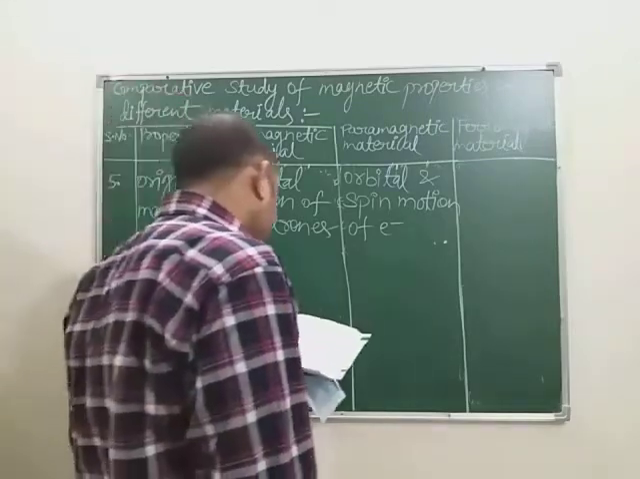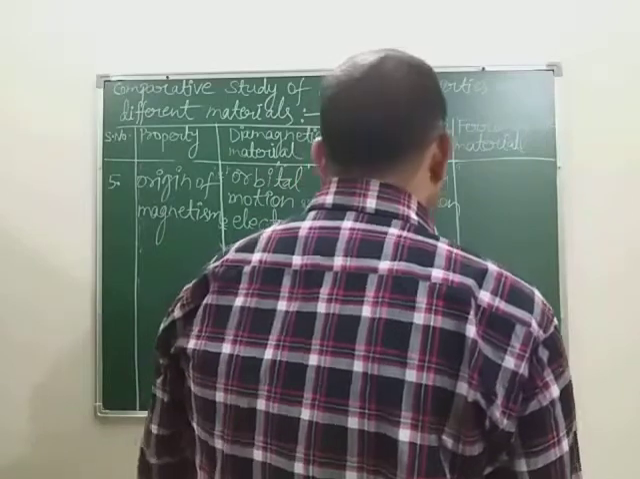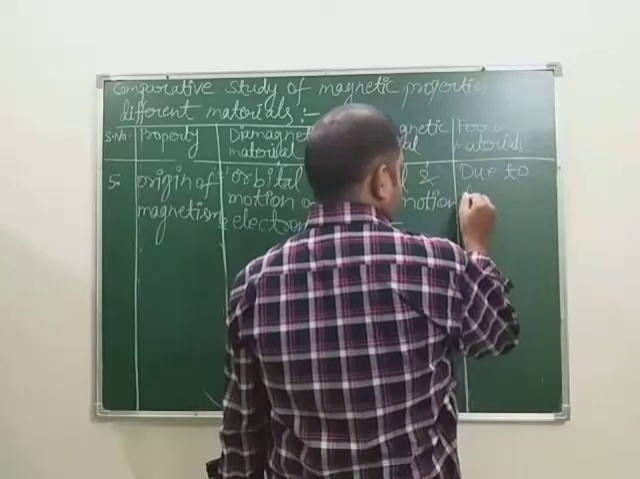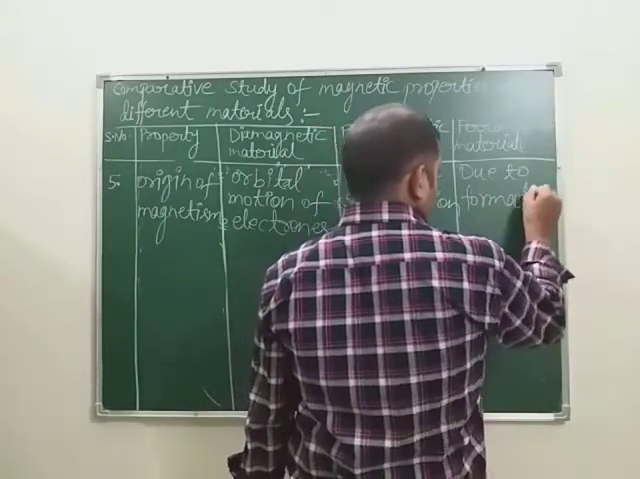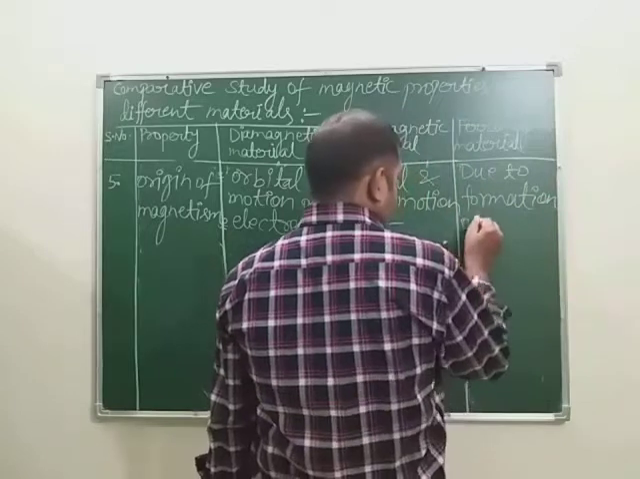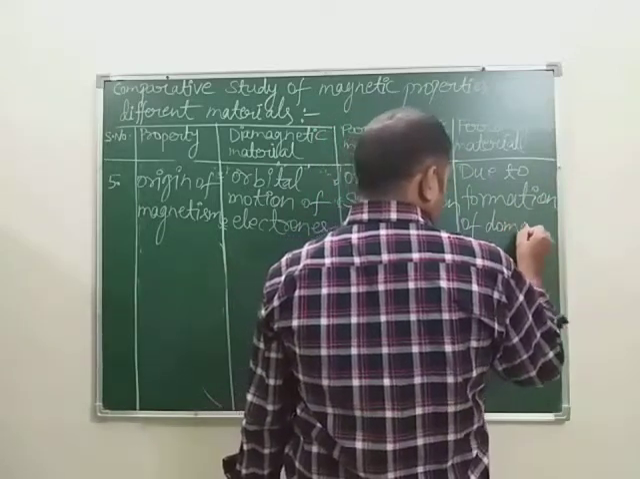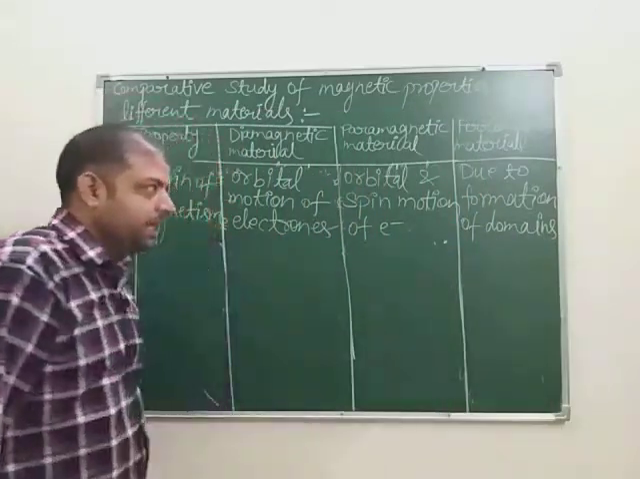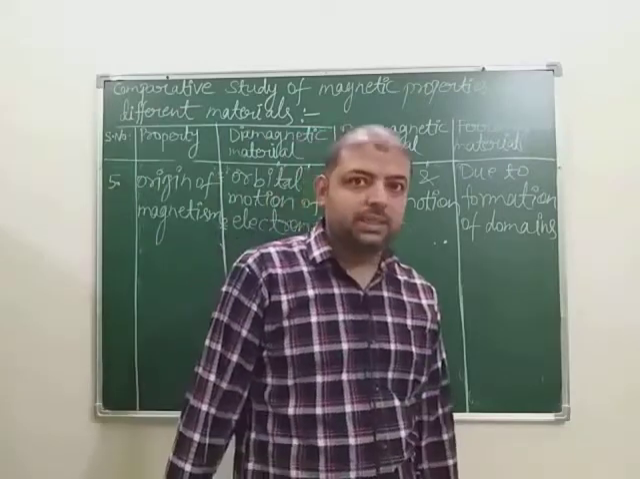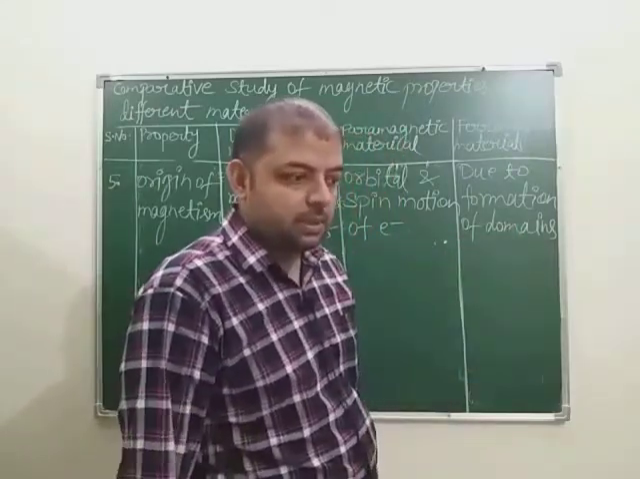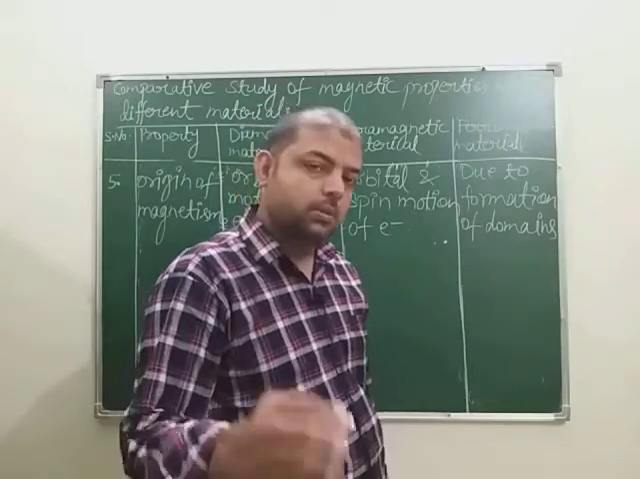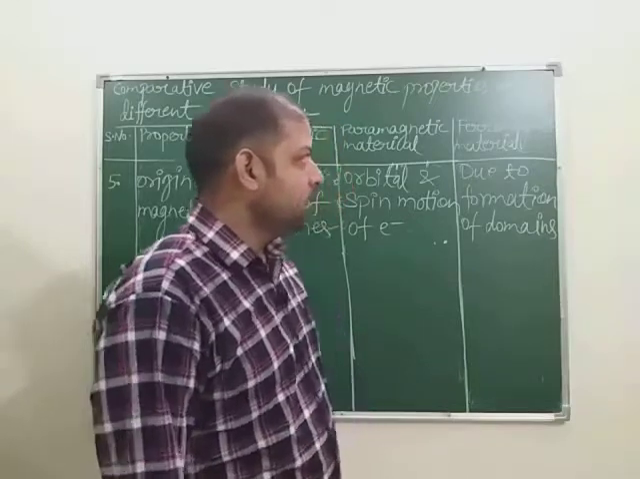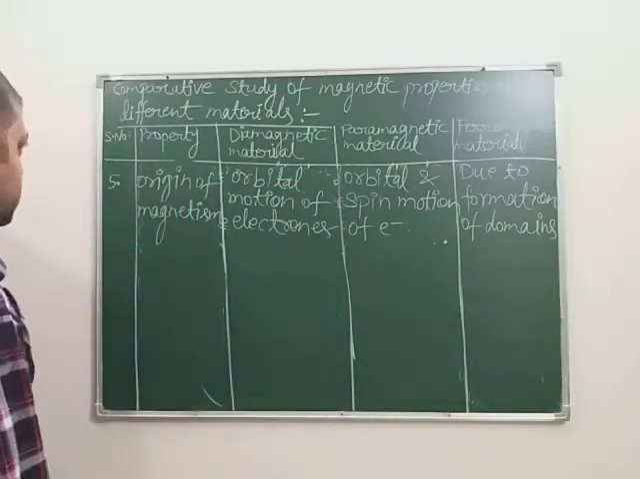And for the ferromagnetic, write down: due to formation of domains. It means that the electrons with the same spin align themselves according to a configuration which is called a domain. So write down: due to formation of domains.